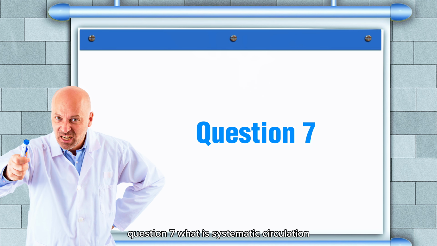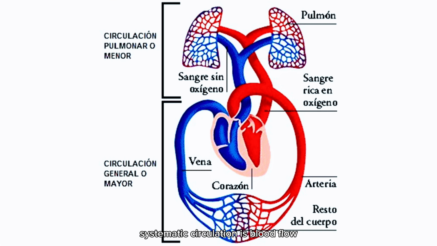Question 7. What is systemic circulation? Systemic circulation is blood flow from the heart to the rest of the body and back to the heart. It transports oxygen and nutrients to cells and collects waste products.